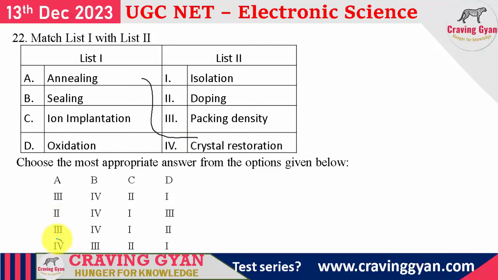So for A, it is 4, right? Next, the next one is C, it is scaling. See, scaling means what? You are going to incorporate more and more transistors, nothing but packing density you are going to achieve. Ion implantation is doping. And oxidation is isolation. So based on this, if I am solving, option D is going to follow.